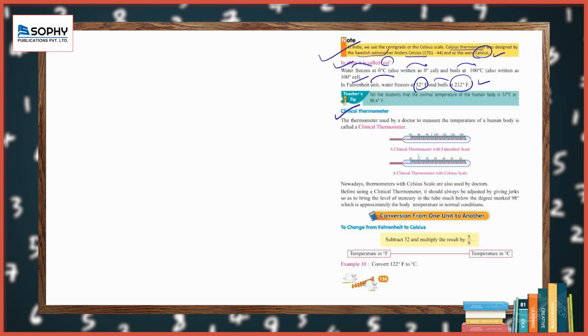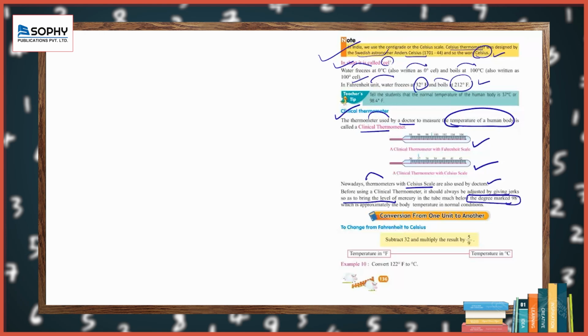Here is our clinical thermometer, students. This is a thermometer that is used by doctors to measure the temperature of the human body, and it's called a clinical thermometer. A clinical thermometer has the Fahrenheit scale here and the Celsius scale here. Nowadays, thermometers with the Celsius scale are used by doctors. Before using a clinical thermometer, you should always adjust it by giving jerks so as to bring the level of mercury in the tube well below the 98 degree mark, which is approximately the body temperature in normal conditions.